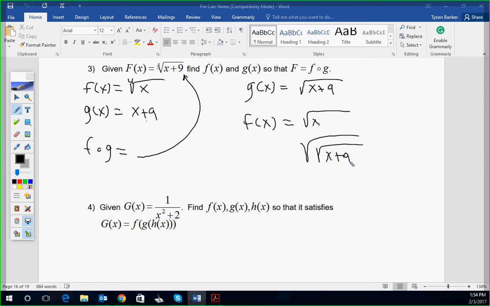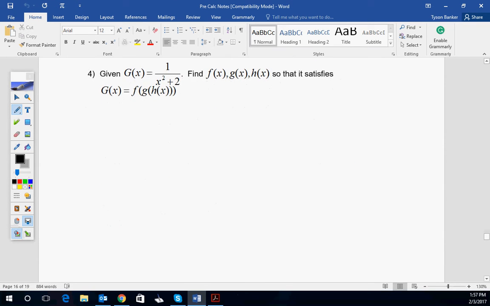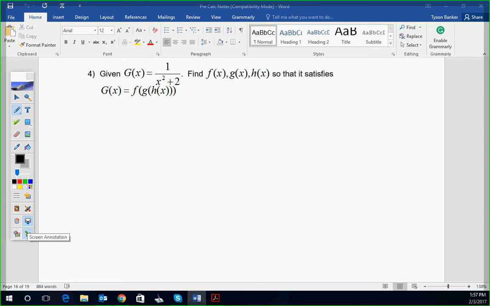Okay, how about 4? Why don't you guys take a look at 4 and see what you think. See if you can come up with your own. Now you have 3 this time: an f of x, a g of x, and an h of x. See if you can get an f of x, a g of x, and an h of x. So we're trying to do f of g of h. So we're essentially doing this.